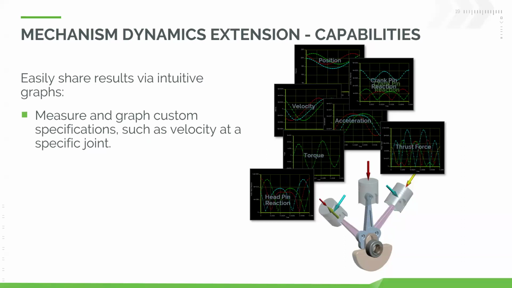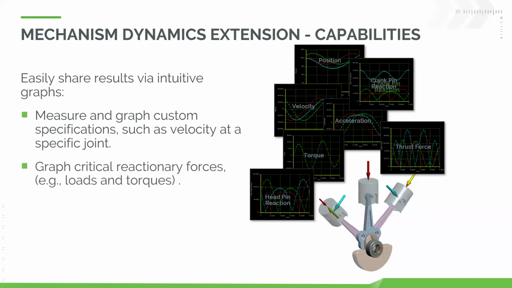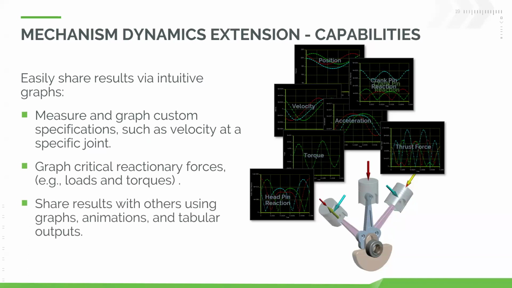For the results themselves, you have options of how you can take a look at your information. You can measure or even graph your specifications. You care about velocity at, for example, a specific joint on your pendulum, or maybe reaction forces of loads, torques that you have. And then do you want to share out that information with others? Do you want to create reports like having graphs or table information, or do you want to share it out in the form of animation so you can even show them how the part or the product is going to move?